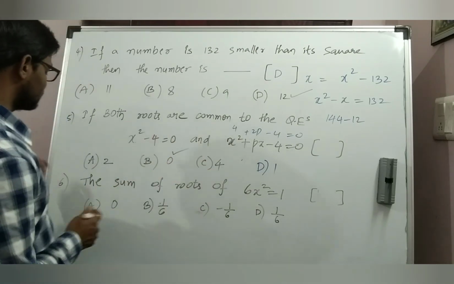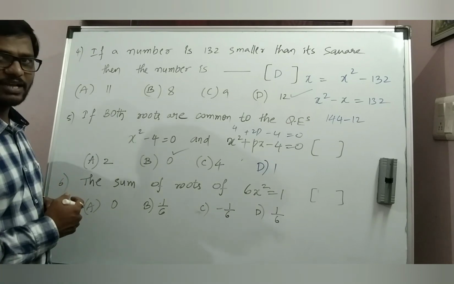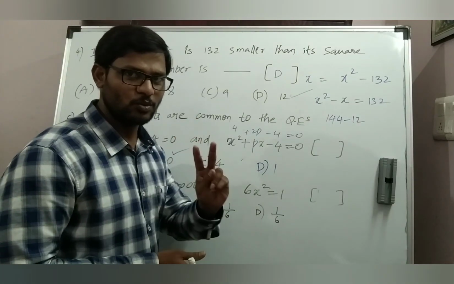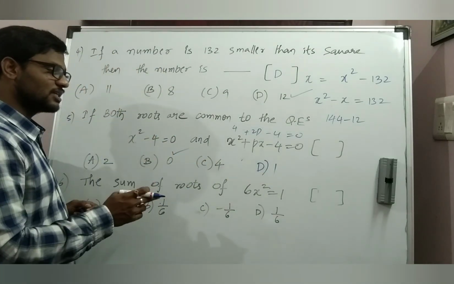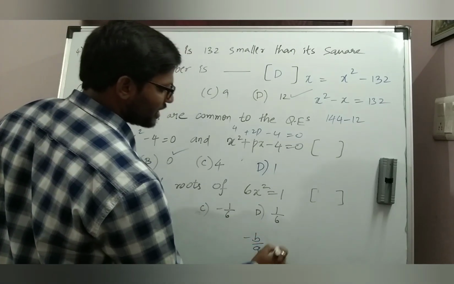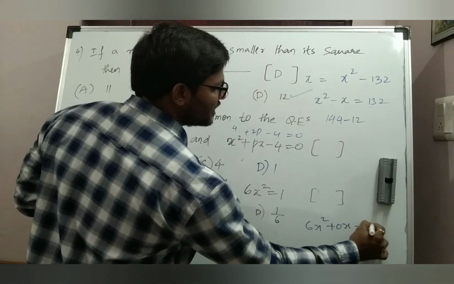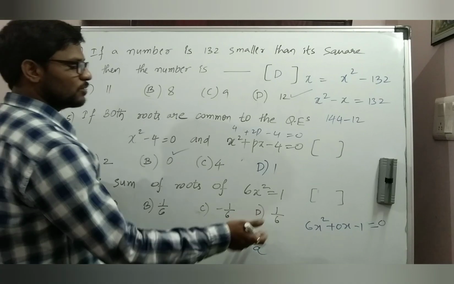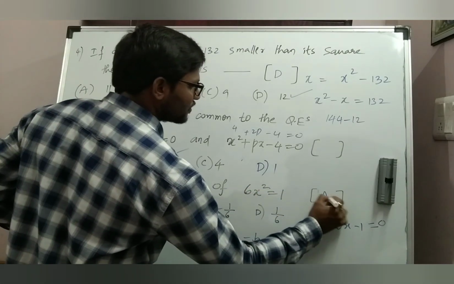Okay. Next, the sum of the roots of the equation 6x square equal to 1. To find the sum of the roots, this equation will have two roots. We have to find the sum of those roots. But here to find the sum, we have a direct formula. Sum of roots equal to minus b by a. First write ax square plus bx plus c equal to 0. What is the value of b? 0. Minus 0 by anything is 0. So option is A.